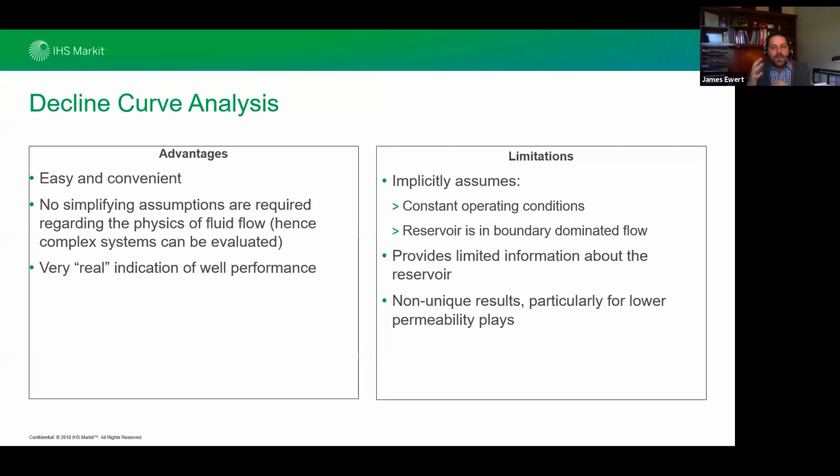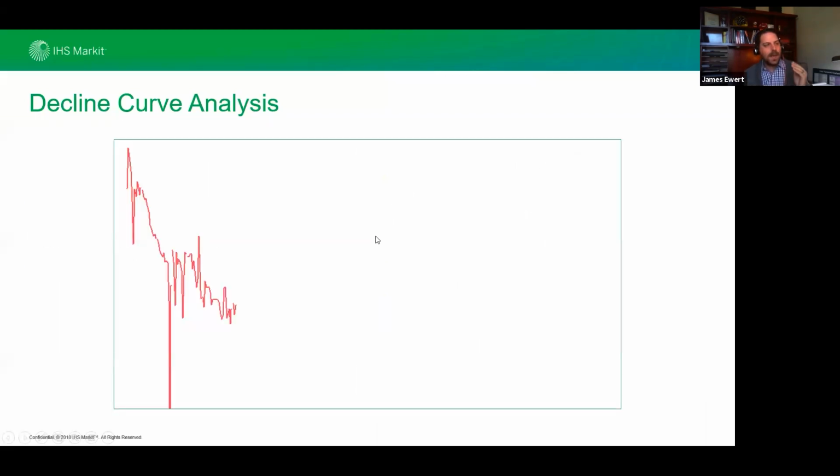The decline analysis provides you very limited information about the reservoir. It can't really tell you too much about what's going on, and it is very non-unique, particularly for lower permeability plays. So here's some gas data from a low permeability play, probably about half a micro Darcy in matrix perm, and you could put a forecast through that looks something like this.